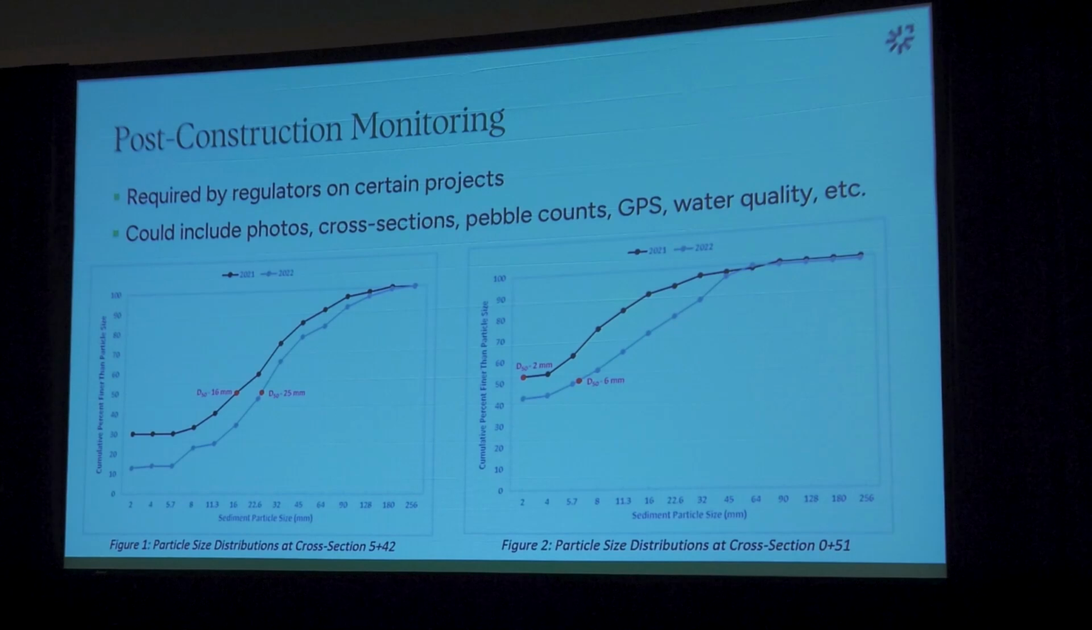And then additionally, GPSing key features, if there's bank erosion, quantifying that, marking it, being able to go back and view it again. And sometimes water quality. I don't know if Jess, you want to talk about Wainwright. This isn't one that's typically done, but was required on a project this year.